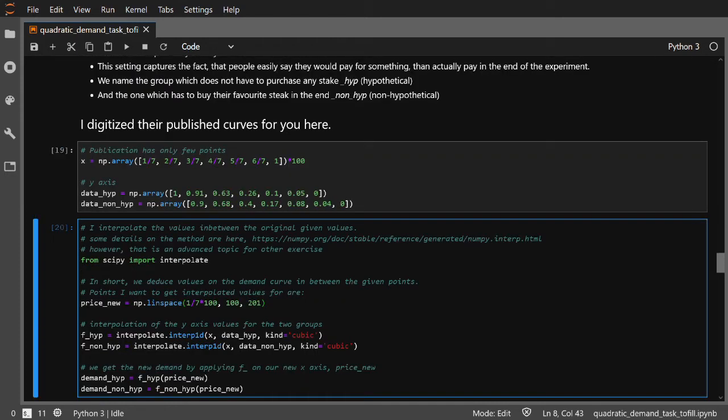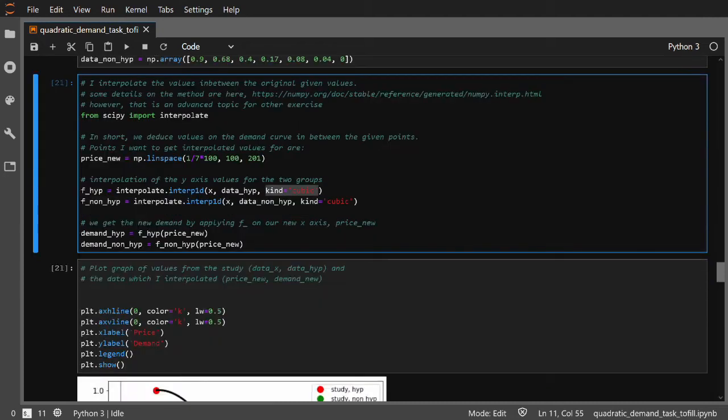Next is to apply the interpolation method on my original data. I use the function interp1d, one-dimensional interpolation. The original data is x and data hypothetical or non-hypothetical, and I use a so-called cubic spline, method cubic. It is not important to understand, but it is, trust me, the most simple and commonly used. This returns a function, so f hypothetical or f non-hypothetical.